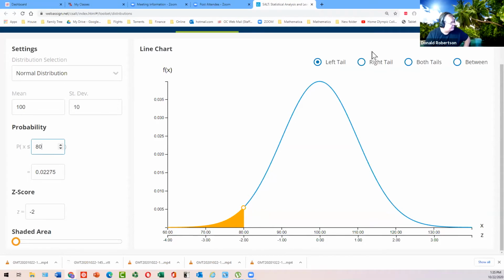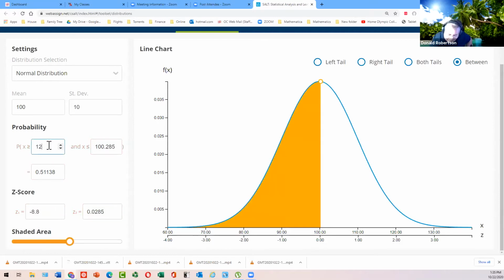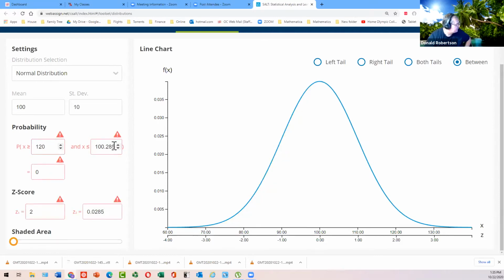And now I want the between. And it has to be between 120 and 130. And the answer is 0.021.